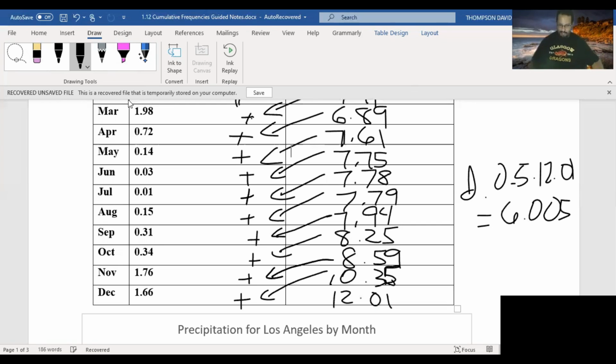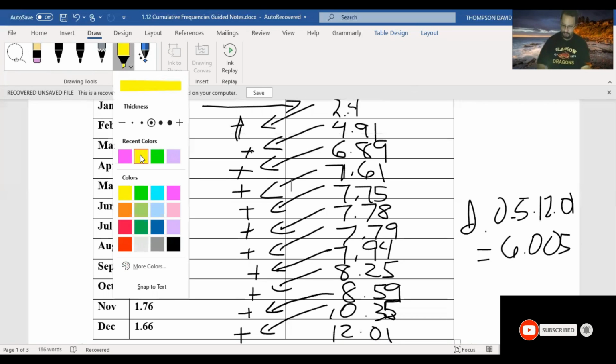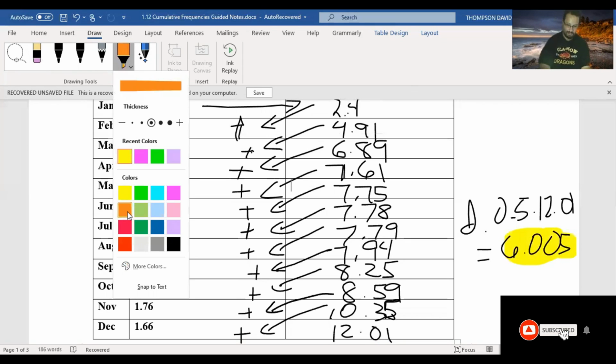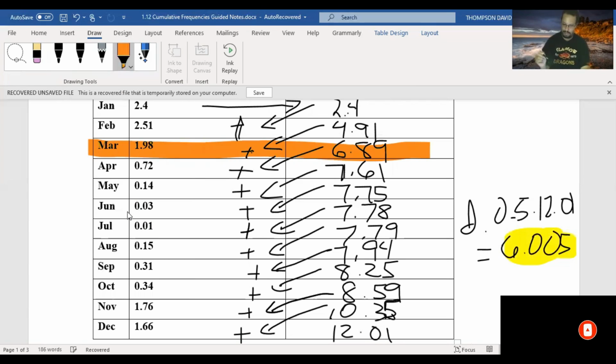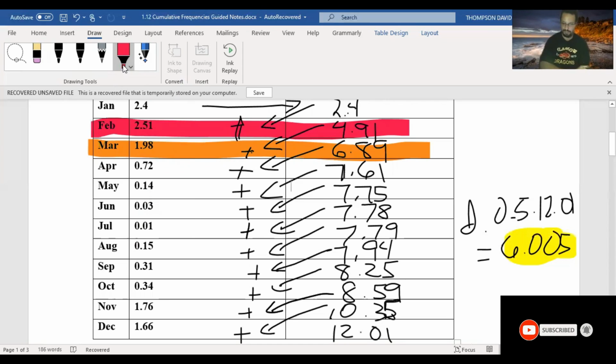So now we need to look at our chart. Let's change to a different color for this. So we're looking for the 6.005. Let's use different shades of yellow and orange. So we look at March, we're at 6.89. We look at February, we're at 4.91. So I don't see 6.005, but by the end of February, we're at 4.91 inches. So we have to argue that this occurs in March.